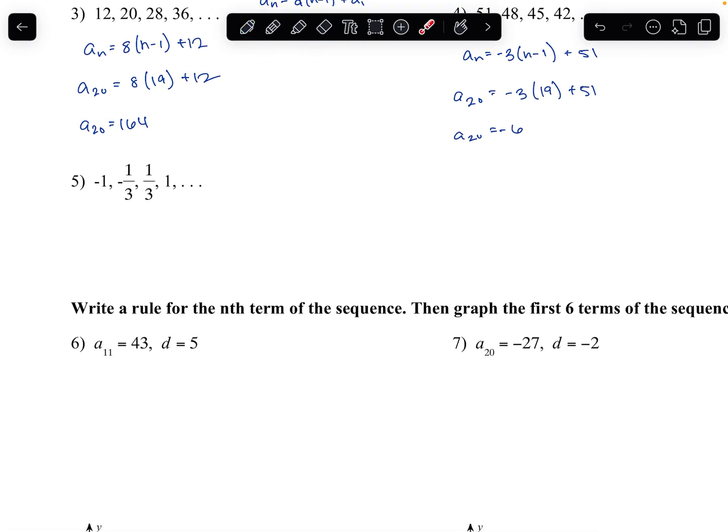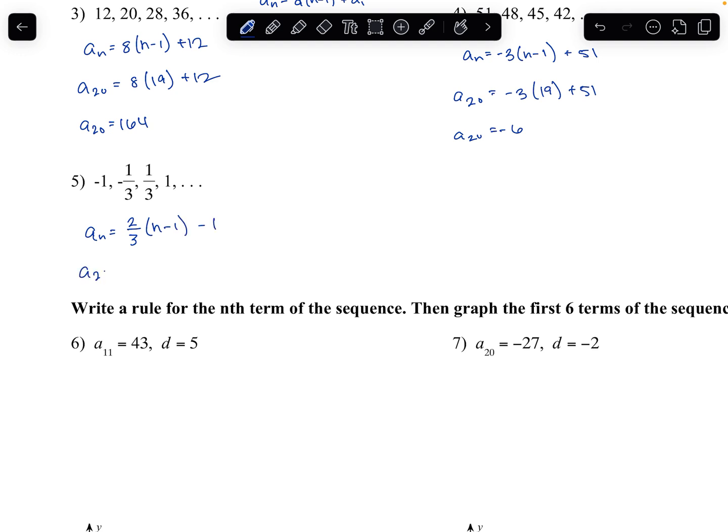All right, so here, what's the difference? From -1 to -1/3, that's an increase by 2/3. -1/3 to 1/3 is also an increase by 2/3. And 1/3 to 1 is an increase by 2/3. So a sub n is going to be equal to 2/3 times n minus 1, minus 1.